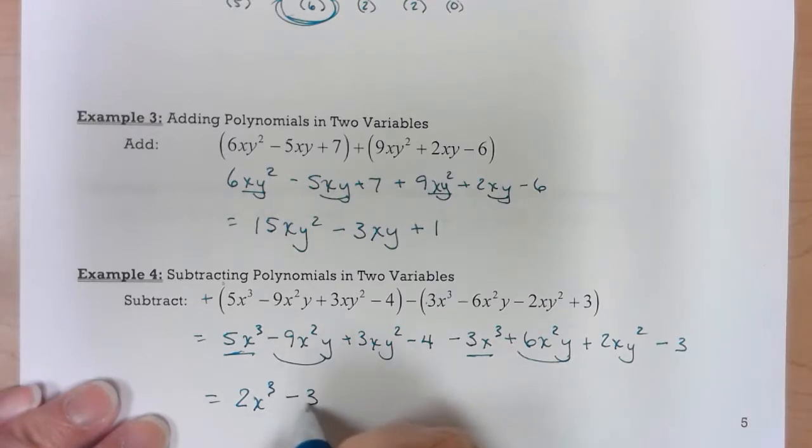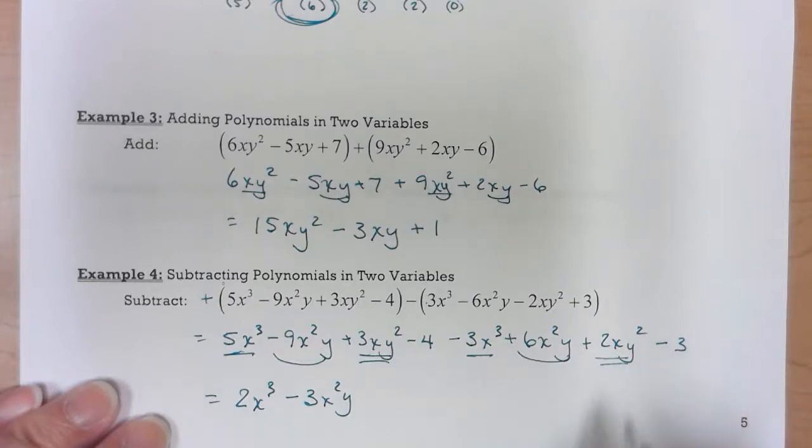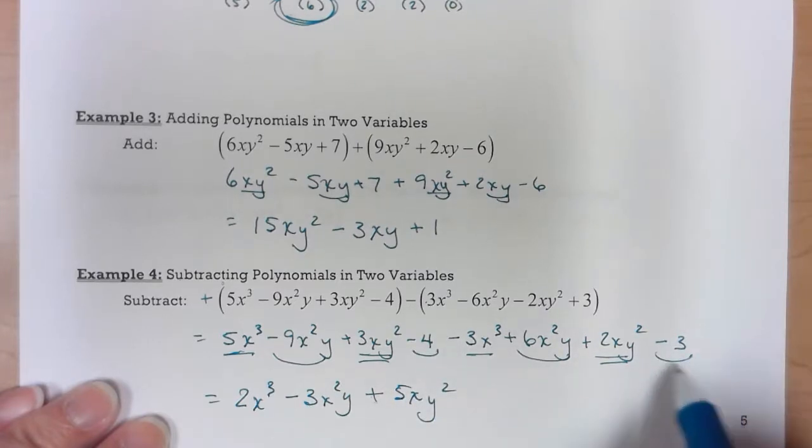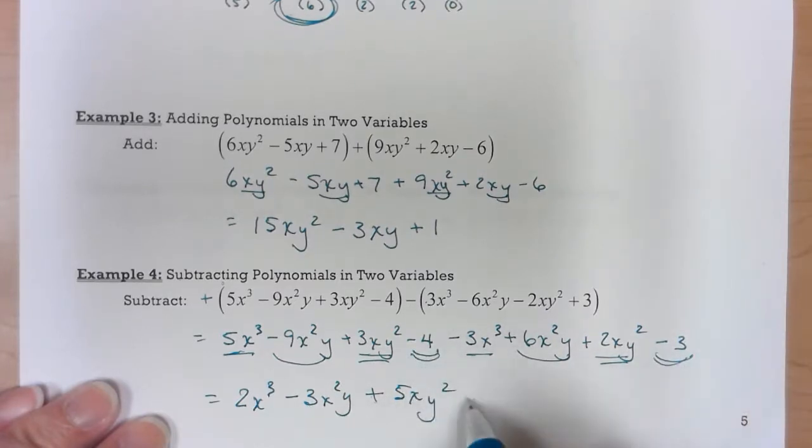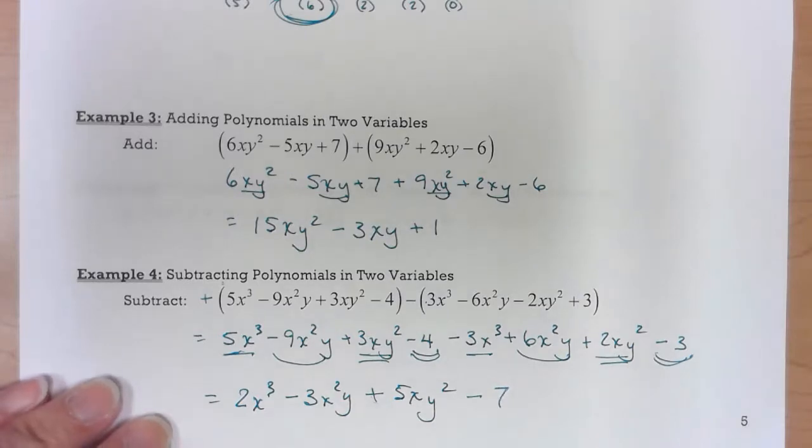Give me a negative 3x squared y. Be a plus 5xy squared. And my constants would give me negative 7. In order for me to combine like terms, their variable pieces must be the exact same thing.